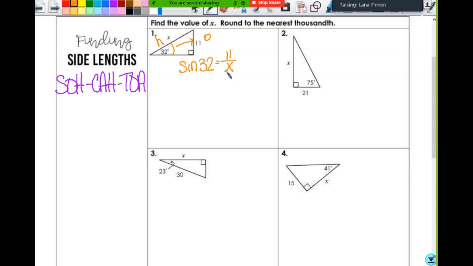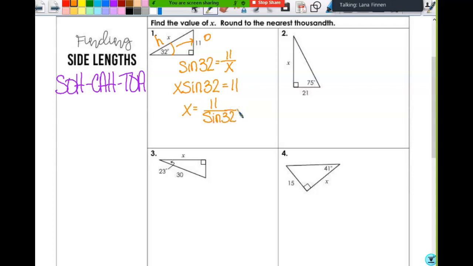Trying to solve for x, not going to divide by 11 because that doesn't make any sense. I'm going to multiply both sides by x, so I get x times the sine of 32 equals 11. Then I divide by x. No, I don't divide by x. I misspoke. I divide by the sine of 32, and I get x equals 11 divided by the sine of 32. Okay, so now I've got x isolated.